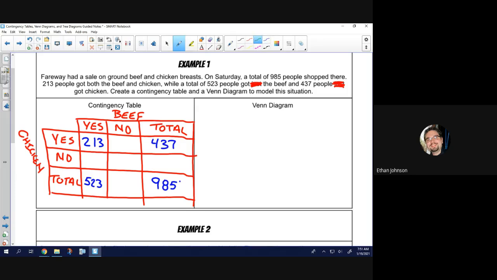Now to fill in the rest of the information. I know for my beef yes column, yes, they got beef. If they got beef, they could get chicken or they could not get chicken. Those were our two options. So to get the total, I know I'd have to add my yes and yes, my yes and no. I know I have to add both of those. So to get the missing, I am going to subtract. So I'm going to do the 523 minus 213. By doing so, we get 310.